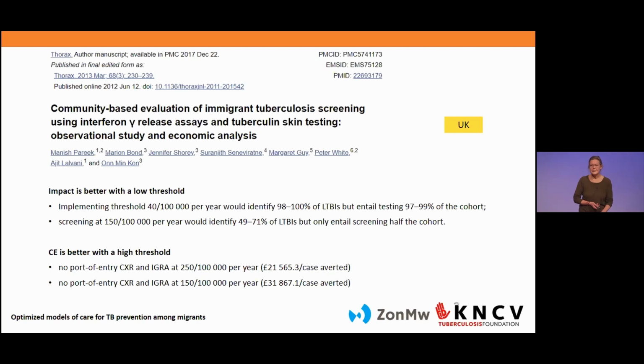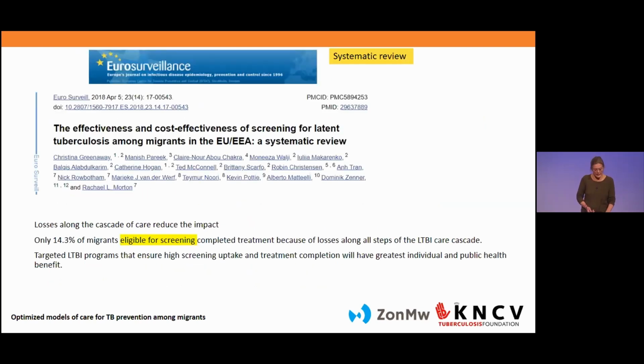It was actually best, according to the authors, among those coming from countries with a TB incidence of more than 250 per 100,000 per year. But they favored the lower threshold of 150 per 100,000 per year, as it averted more TB cases within still an acceptable cost effectiveness range. And this study was done in preparation of the ECDC guidance for programmatic management of LTBI.